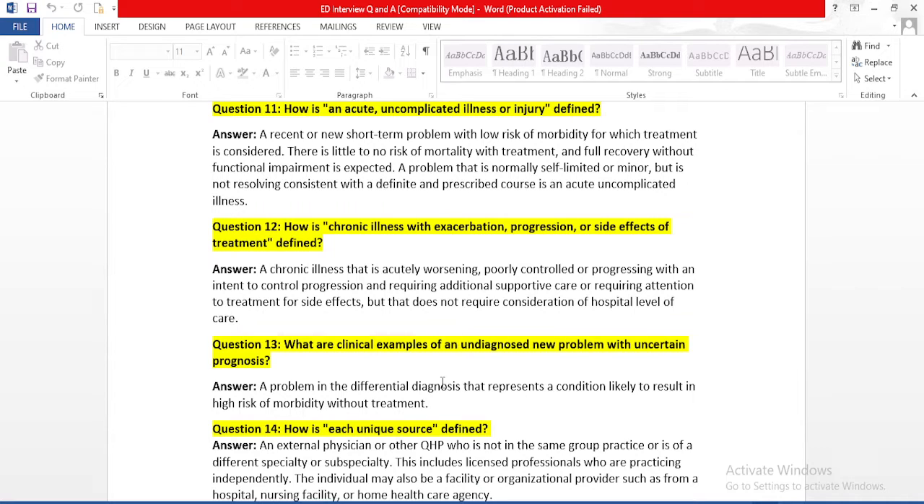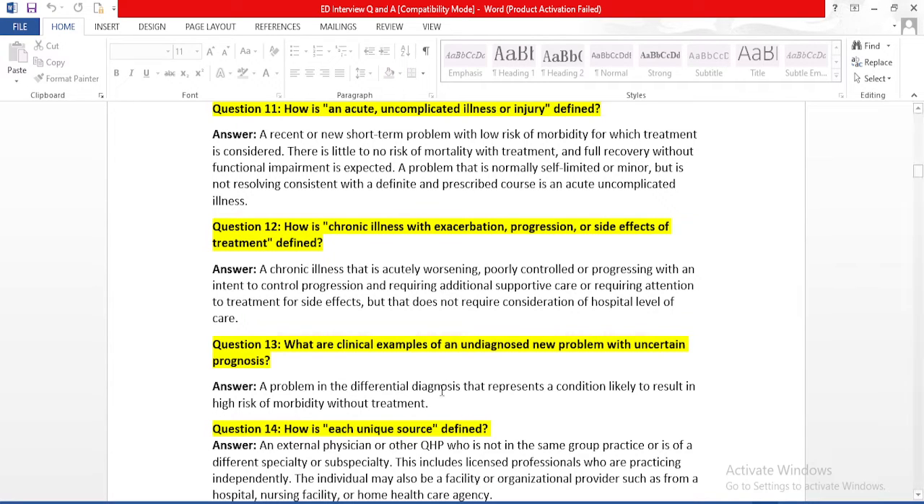There is little to no risk of mortality with treatment, and full recovery without functional impairment is expected. So if it is an acute condition, there is no risk for mortality with treatment and the patient will recover easily. A problem that is normally self-limited or minor but is not resolving consistent with a definite and prescribed course is an acute uncomplicated illness. Basically, acute conditions are not life-threatening. We will treat those acute conditions with proper treatment.